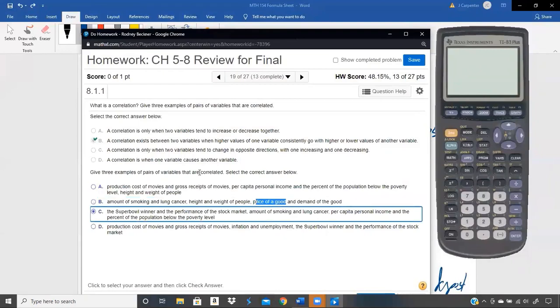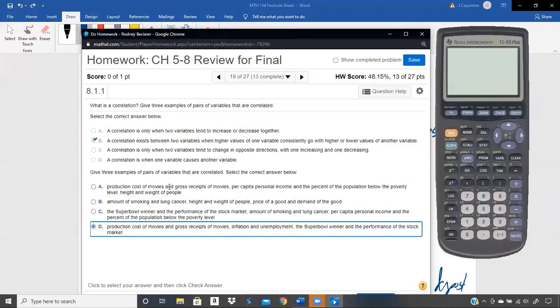C: the Super Bowl winner and the performance of the stock market. So that kind of sounds like pirates and the weather, right? Amount of smoking and lung cancer, well, we liked that one for correlation. Per capita personal income and the percent of population below poverty level. So I kind of like the last two, but Super Bowl winner and the stock market? I don't know if the stock market goes up because the Super Bowl winner was picked accurately, or because one team won versus the other, or goes down because Dallas won. It just sounds weird, right? It doesn't really make sense. Could they correlate? Maybe, but I'm not liking it.